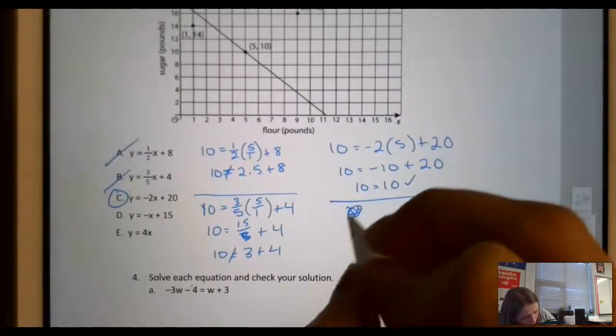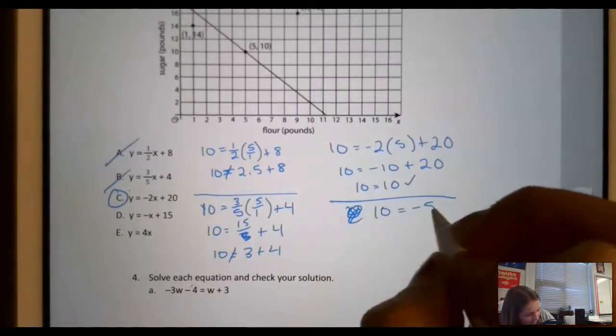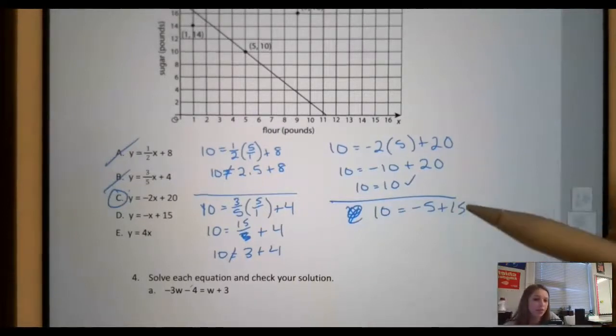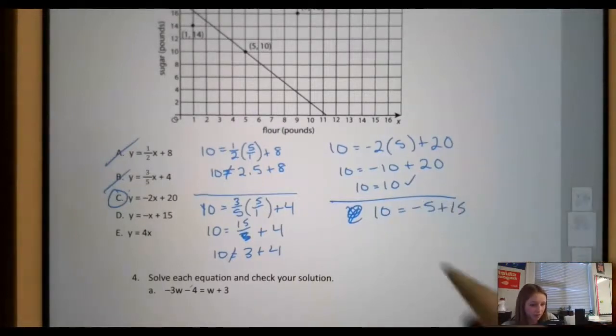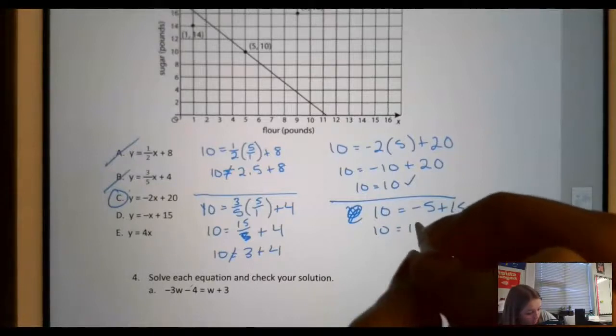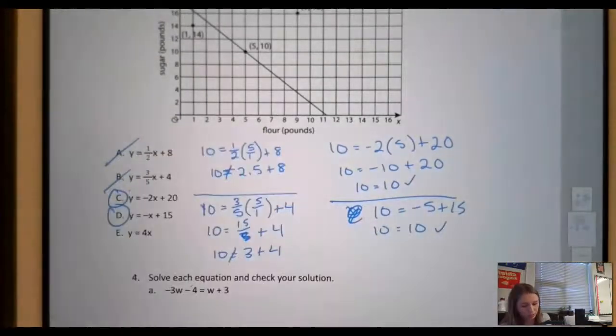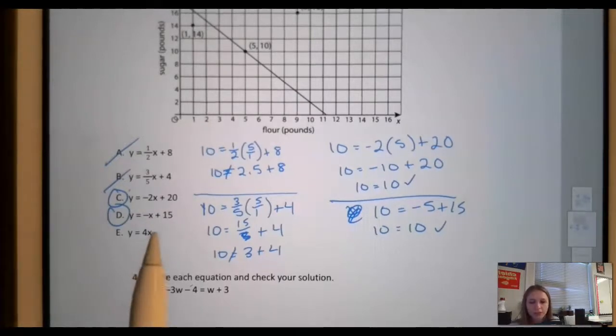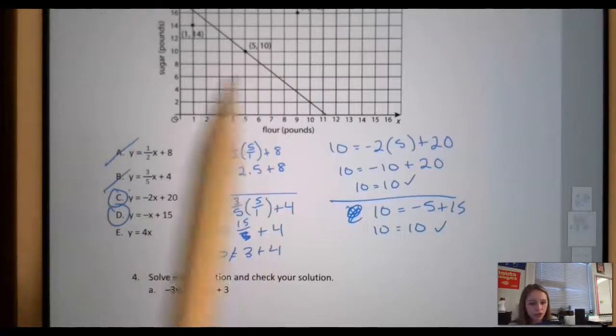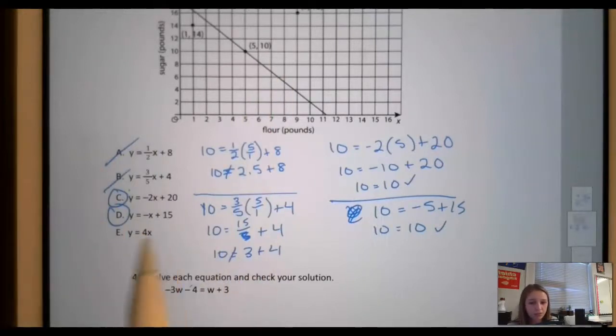10 equals negative 5 plus 15. 15 minus 5 does equal 10. So D is an option as well. Alright. Now this last one we could do in our head. So 4 times x, which is 5. So 4 times 5 does not equal 10. So that would not be an option there.